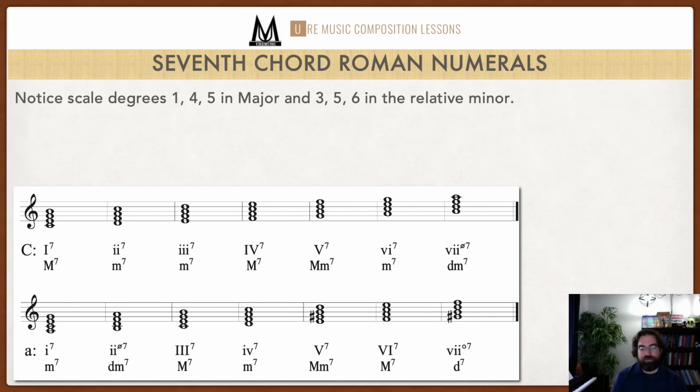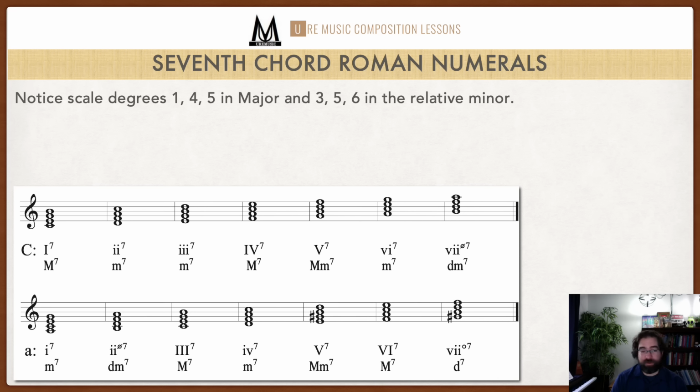So our 7th chord Roman numerals. Just like with the triads, you can build 7th chords on each scale degree. So in the key of C major, if you look at scale degrees 1 and 4, they're both major 7th chords. But look at scale degree 5. It's a major minor 7th. So that's our dominant 7th.